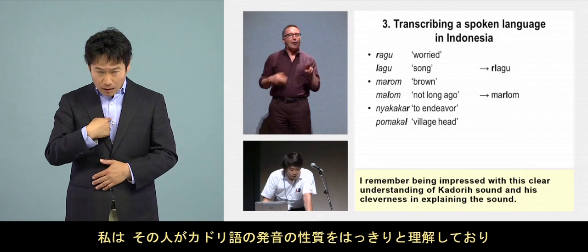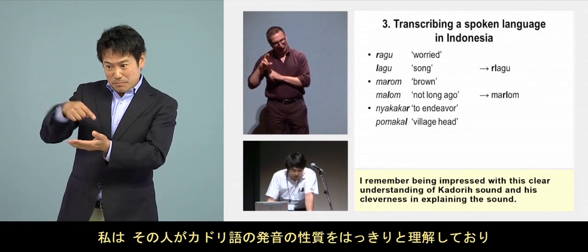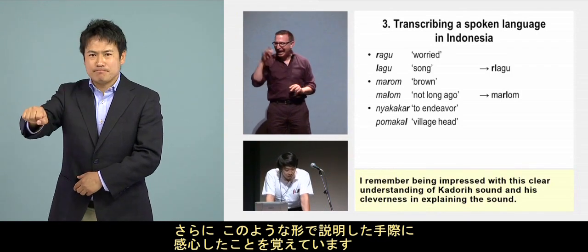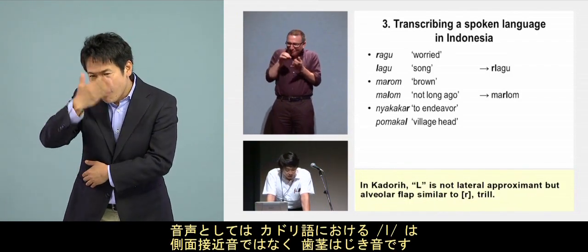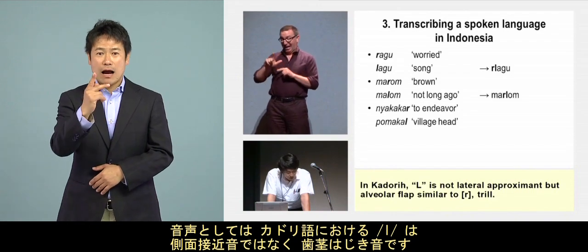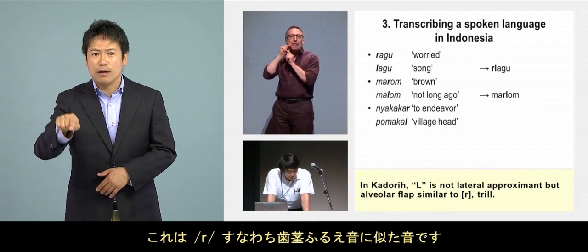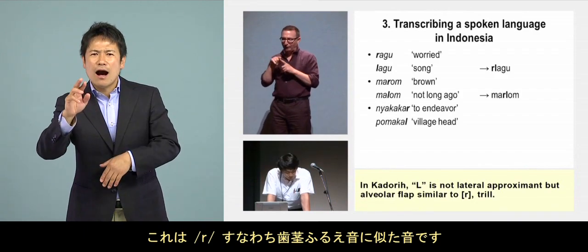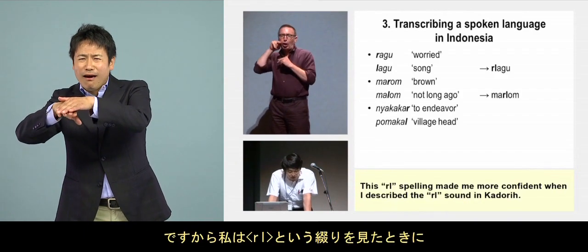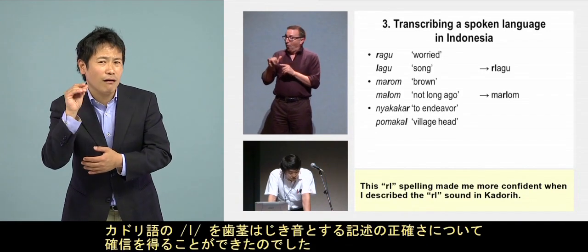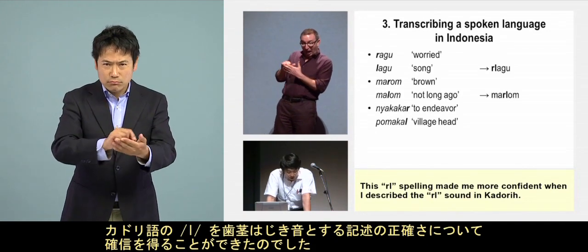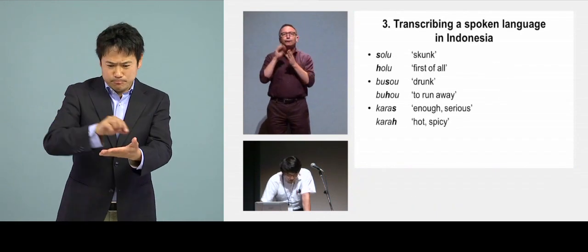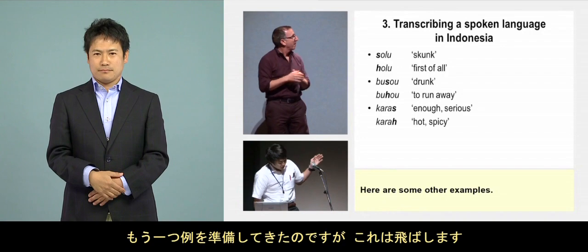I remember being impressed with his clear understanding of Kadori sounds and with his cleverness in explaining the detail of the sound. Phonetically, L in Kadori is not a lateral approximant, but an alveolar flap that is similar to R, alveolar trill, R. This RL spelling made me feel more confident when I described the L sound in Kadori. And here is another example, but I'll skip this.